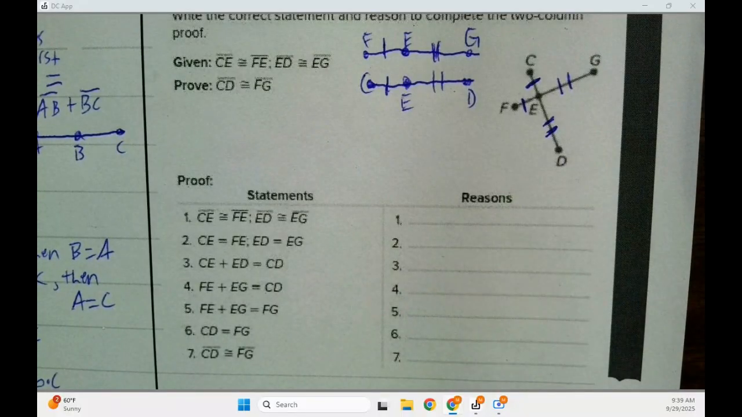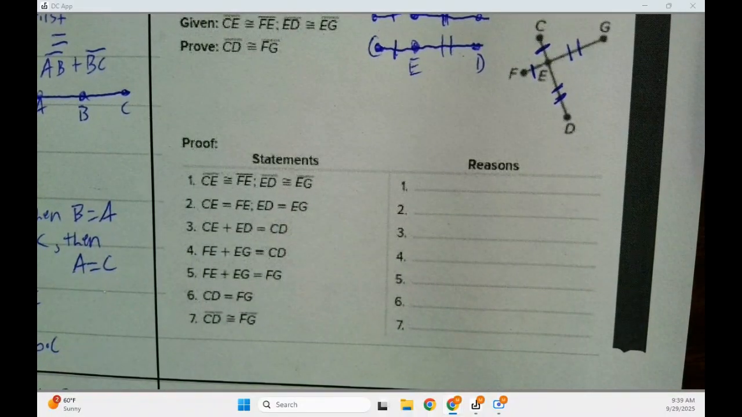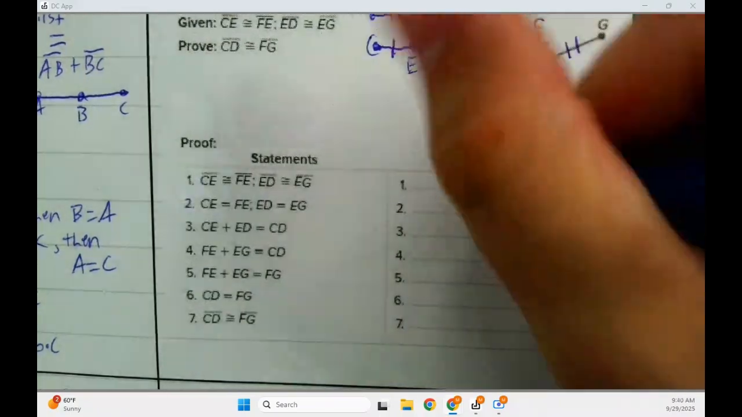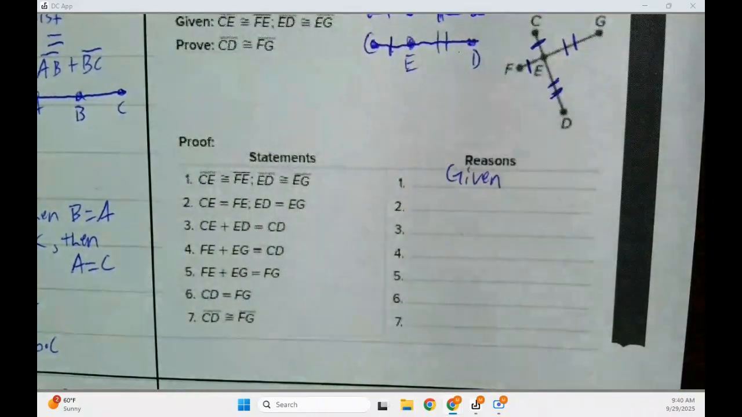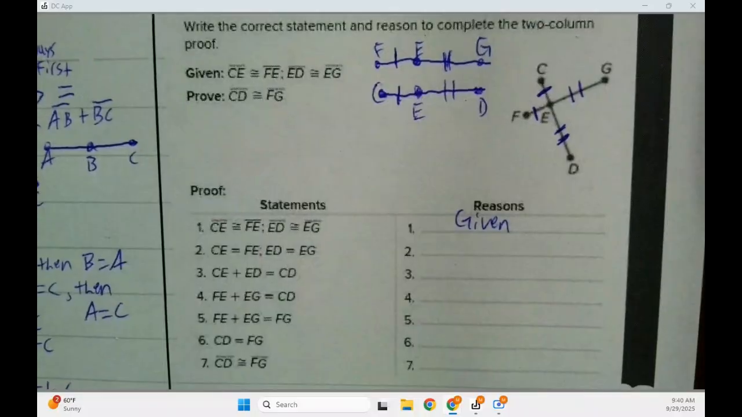Maybe. What was the very first thing we started with at the top? Given. And what did I say to write down if it was something you wanted to remember? It's always first. Anytime you ever do a proof, the very first statement you always give is just the given information, right? If I'm looking at a court case, I need to know what happened, right? So this is what happened, is I have CE and FE are congruent, and ED and EG are congruent. That's the given information. So what questions do you have about why I'm saying that that's given?